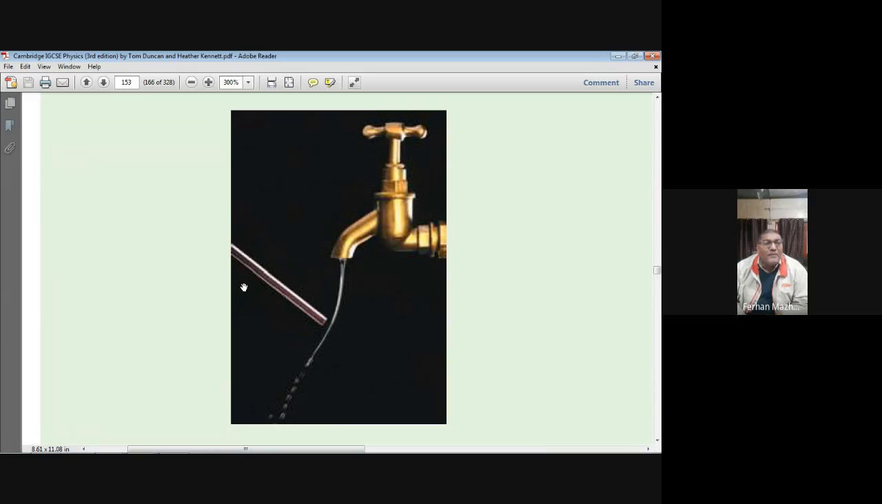Take a comb, rub it in your hair so the comb will be charged, and then open a tap, a slow tap. It should not be very fast, it should be slow, and bring that comb near that water stream. And you will observe this phenomenon. You can do this at your home.